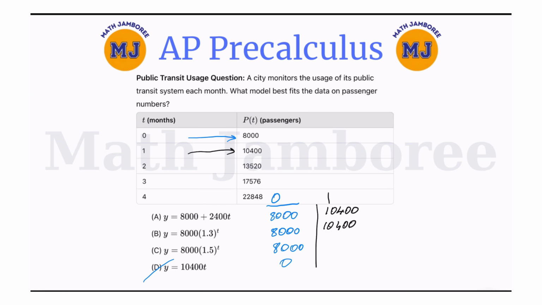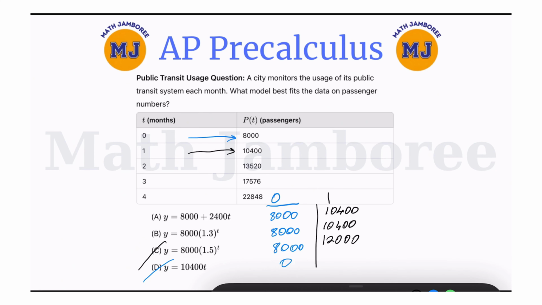1.5 to the power of 1 is 1.5. When you multiply 8,000 by 1.5, you get 12,000. So this is not the thing you're looking for. You just therefore go ahead and eliminate choice C. And now let's try 2.